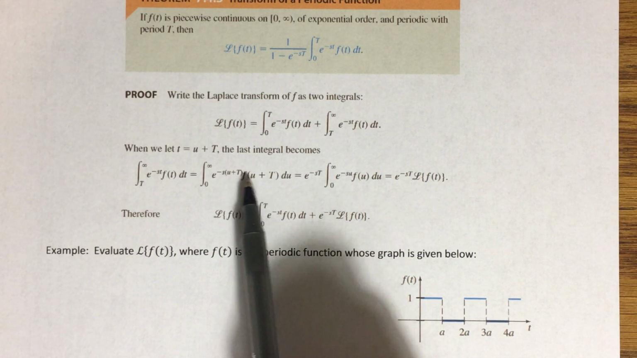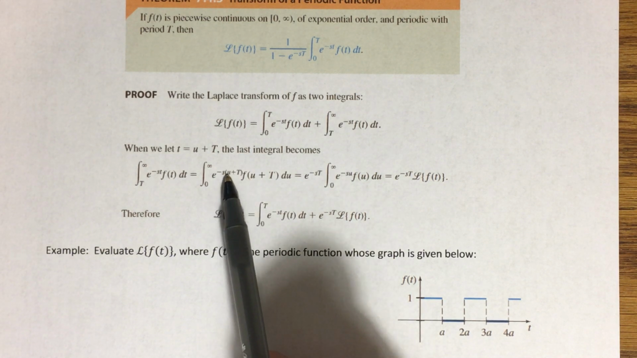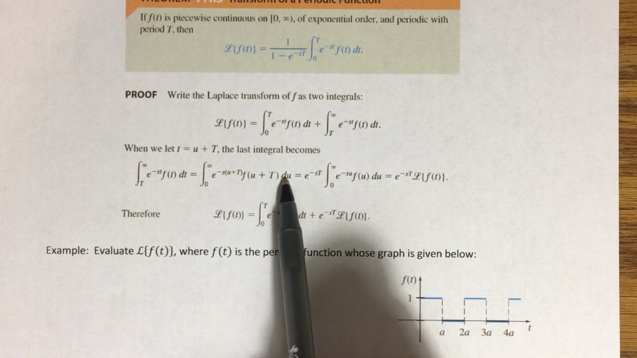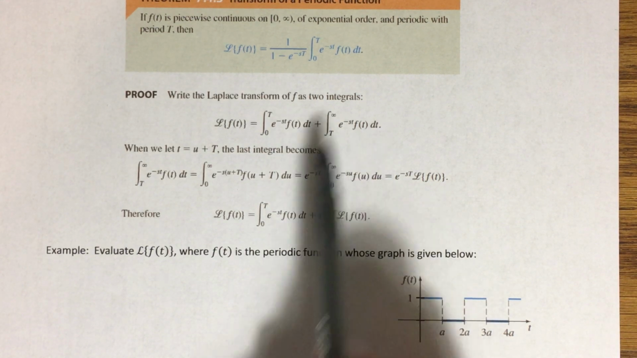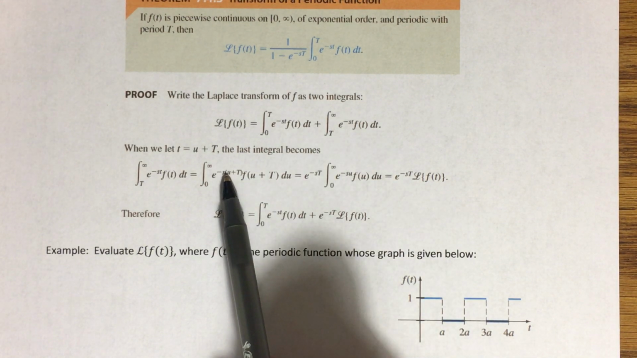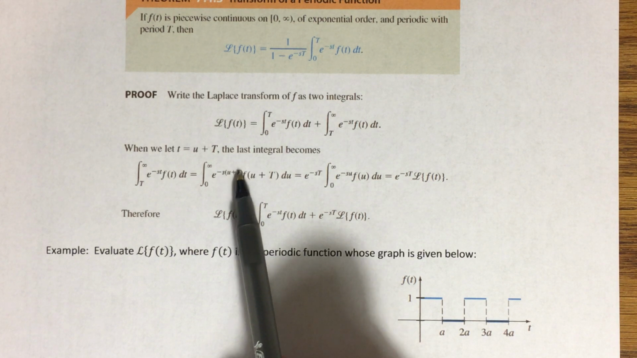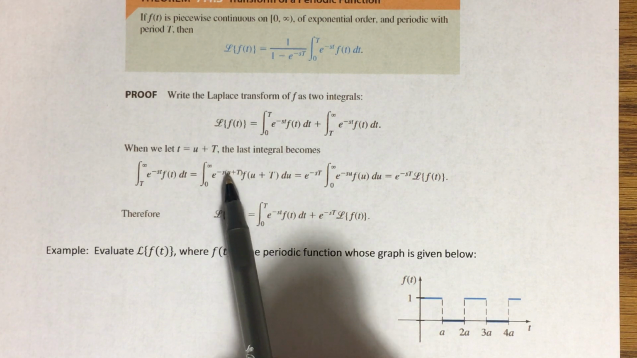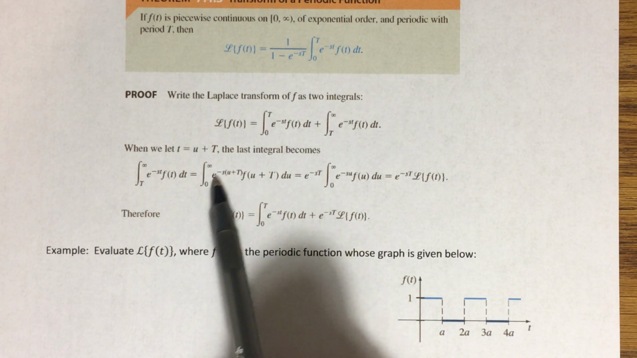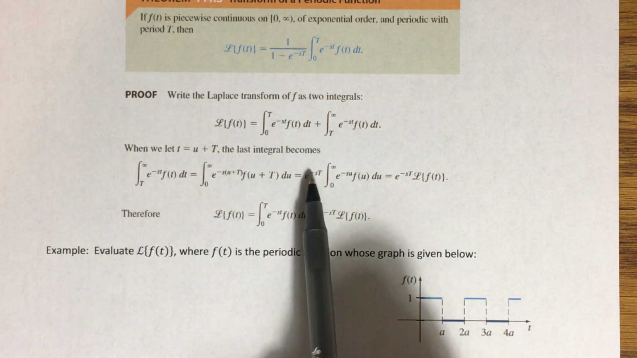Okay, now I can take the negative s and distribute it in. Oh, my dt became du. I wanted to point that out also. The negative s times that capital T right there would be considered a constant in this integral. So e to the negative s capital T can be brought out of the integral like this.